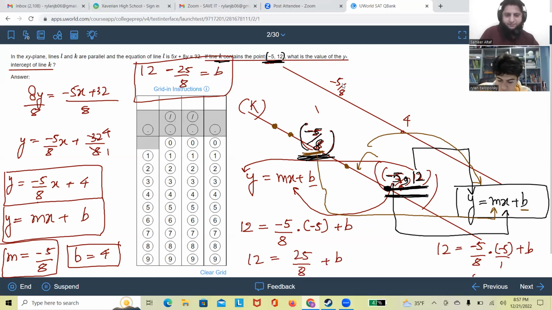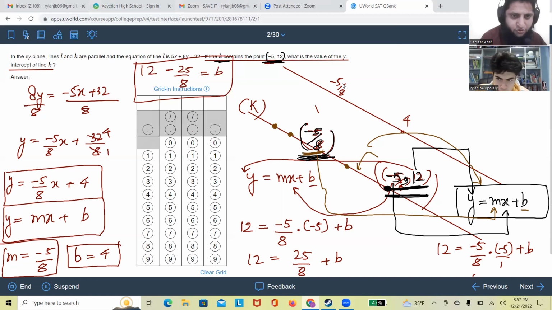Am I correct? Yeah. Now you can use the calculator. 12 minus 25 over 8. But you should put the 25 over 8 in parentheses so that you don't have any PEMDAS problem. I got 71 over 8. I can't tell if that's an 8 or a 0, but I think that's 71 over 8.